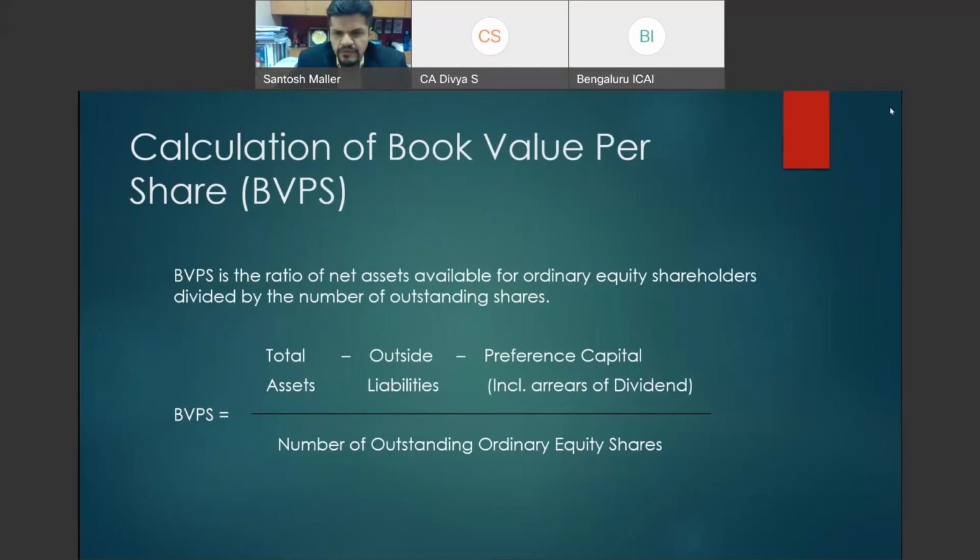So therefore, you will have to keep in mind that if you have certain instruments which are subsequently convertible into equity shares, you will also have to take into consideration the convertibility of those instruments for the purpose of calculating the denominator. So, for example, if you have convertible loans or convertible debentures, you will also have to consider for the purpose of the denominator the outstanding number of converted equity shares on a fully diluted basis.